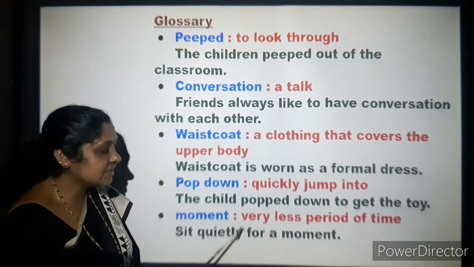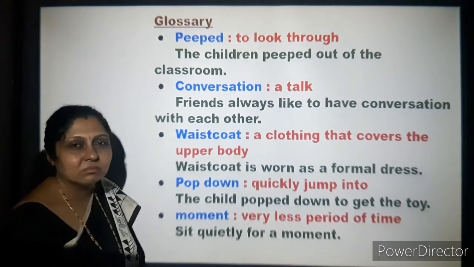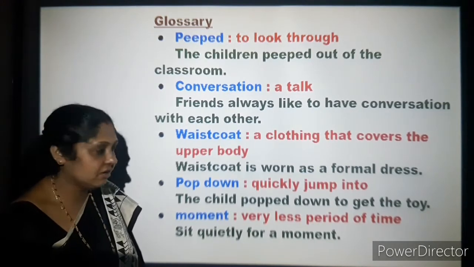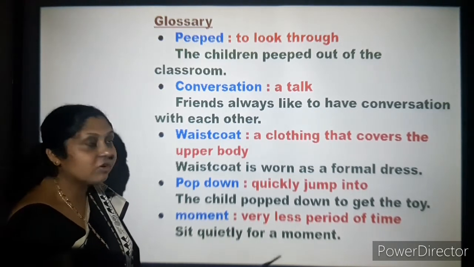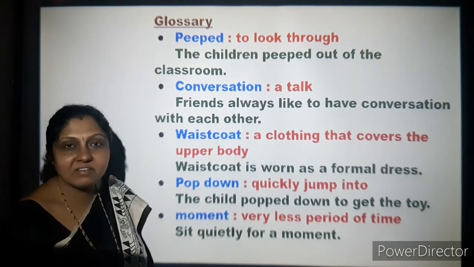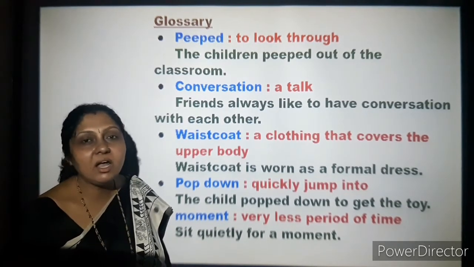Moment. Moment is a very less period of time. A small or a less period of time. Sit quietly for a moment. So it is the instruction given: sit quietly for a moment.